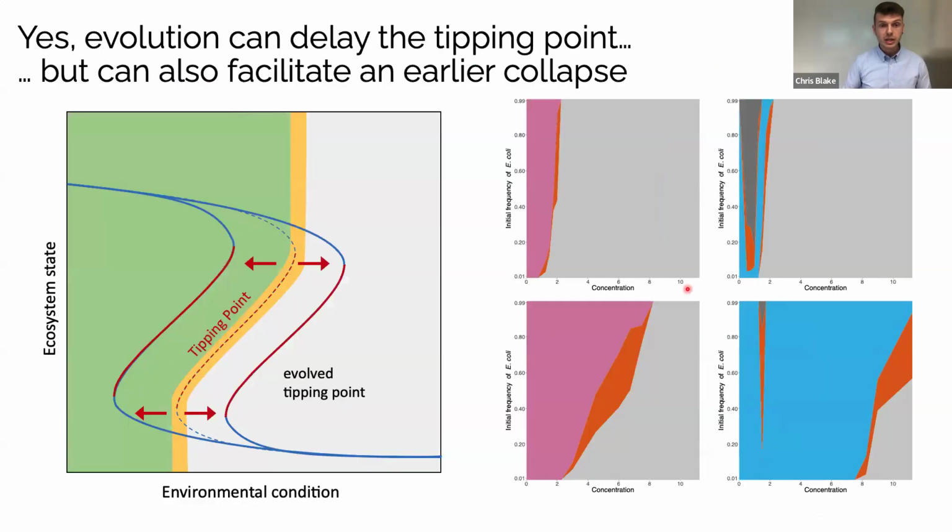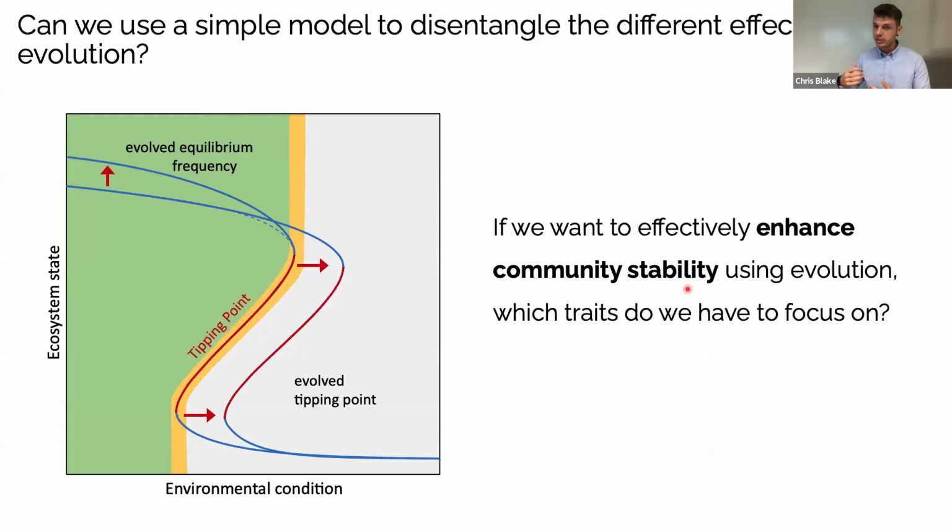So this experiment clearly shows that tipping points are not fixed thresholds, but evolution changes them. And it can do so in both ways, either delaying or facilitating an earlier collapse. Now, because a lot of things can happen during 4,000 generations of evolution, we wanted to get an idea of which traits are actually driving the system, especially if you want to think of enhancing the stability of a community. Which of the traits should we focus on? Is it growth conditions, or is it the interactions between the two species?